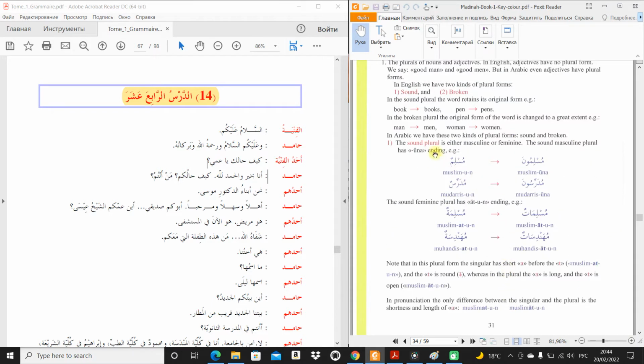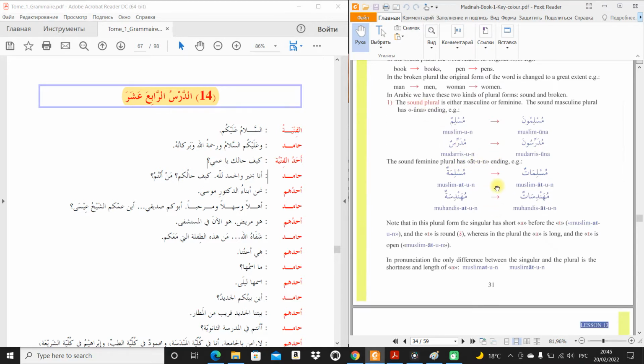That's it. So the sound plural is either masculine or feminine. Well, the masculine sound plural is formed by adding the ending una, like muslimun, muslimuna. But if you have the sound feminine plural, then we just add a different ending, not una but atun. That's what we learned in the previous lesson, like muslimatun.